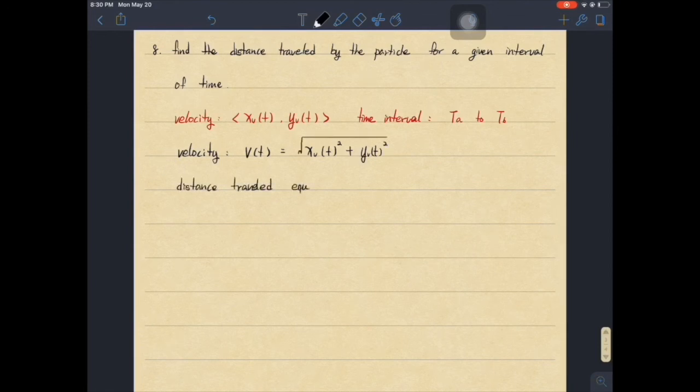And after we find out the speed, we know the distance traveled is equal to the integral of the speed from time A to time B. So the distance will be the integral of the speed equation from time A to time B.